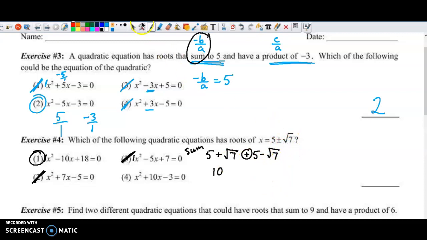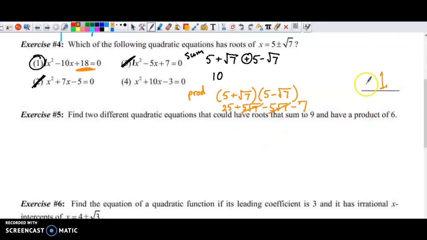We could also confirm, although it's a lot more math to do, the product. If I did the product of these, it would be 5 plus root 7 times 5 minus root 7. If you work that out, it would be 25 plus 5 root 7 minus 5 root 7, and then a positive times a negative is negative. Root 7 times root 7 is 7. And 25 minus 7 gives me 18, which has to be the c value in this problem. So that's a way you can confirm that option 1 was correct.